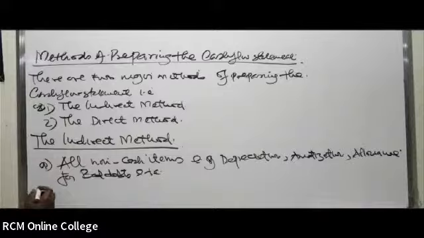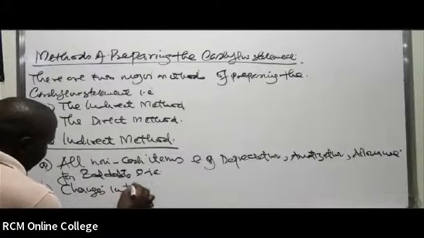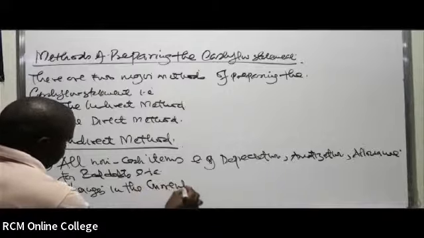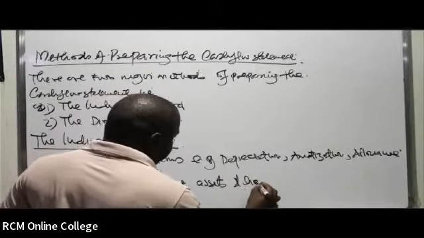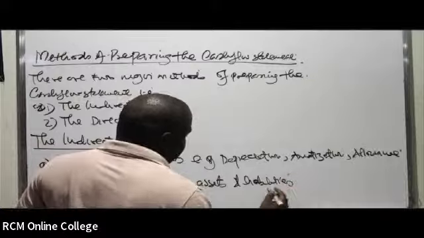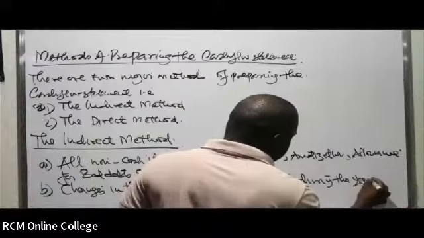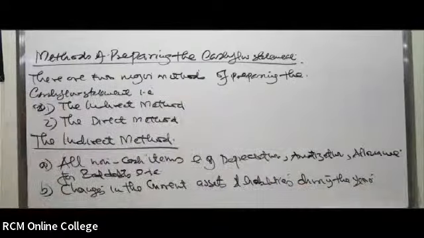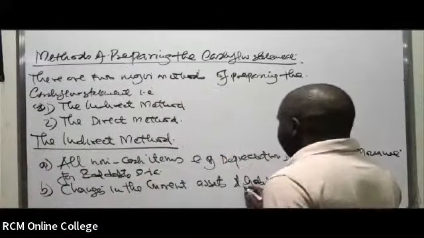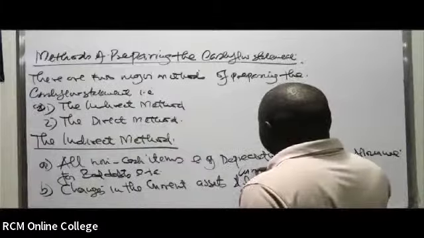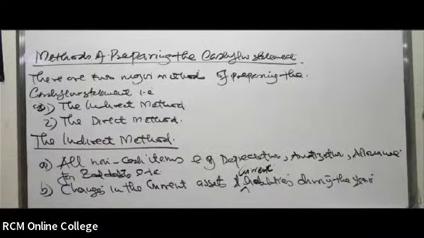Number 2, changes in the current assets and liabilities during the year. You can say current assets and current liabilities: changes in the current assets and current liabilities during the year.